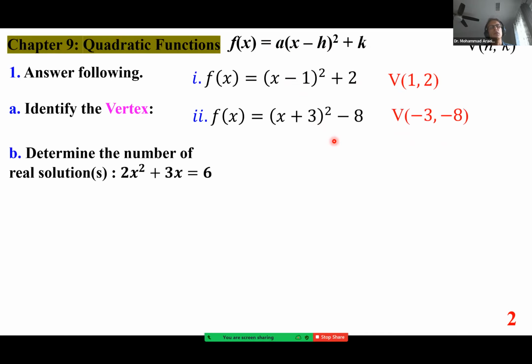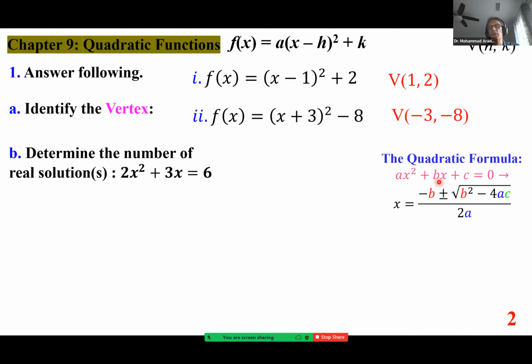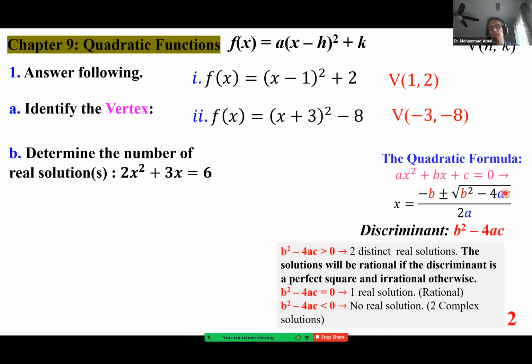Determine the number of real solutions for this function. So let's discuss the quadratic formula, for the equation ax squared plus bx plus c equals 0. x is minus b plus or minus the square root of b squared minus 4ac, over 2a. And what's under the radical? b squared minus 4ac is called the discriminant.